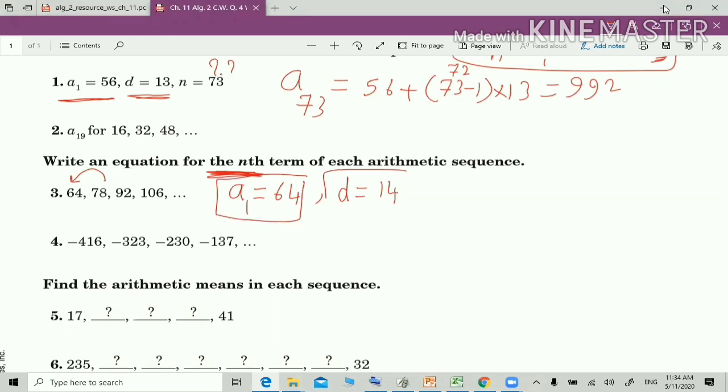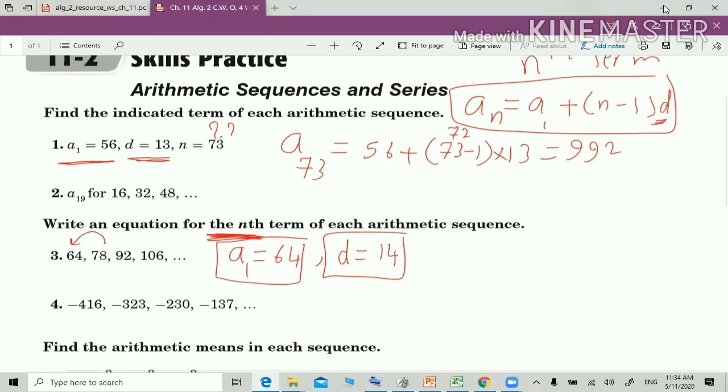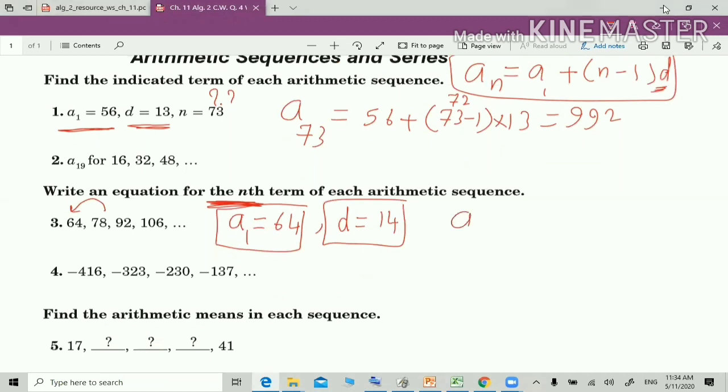Now, A1 is 64, D is 14. To find the nth term, I will substitute. An equals, and instead of A1, I will write 64 plus N minus 1. So keep N. He is not asking you to find the second term or the 20th term. Nth term means the rule for any term. Okay? He just asks what is the rule for any term. This is the meaning of nth term. So I will write 64 plus (N minus 1) times D. What's D? 14.